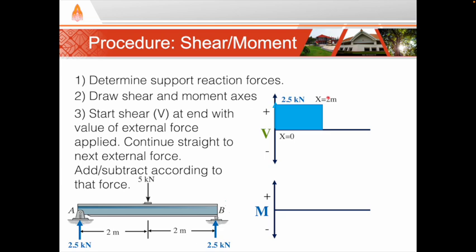Add or subtract depending on if the force is positive or negative on the y-axis. The next external force is at point B, where a downward 5 kilonewton force is applied. Downward is negative, so our shear diagram goes from 2.5 kilonewtons down to negative 2.5 kilonewtons. And repeat for the next section, continuing in a straight line until done. So in this example, the line continues over to the end of the beam where the upward 2.5 kilonewton force brings the shear back to zero.